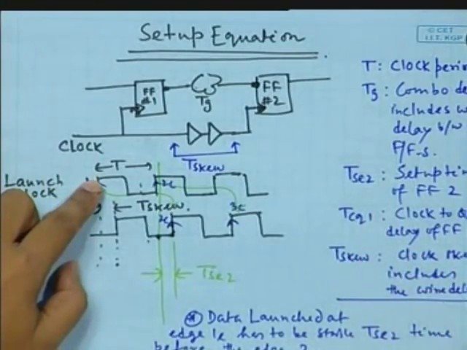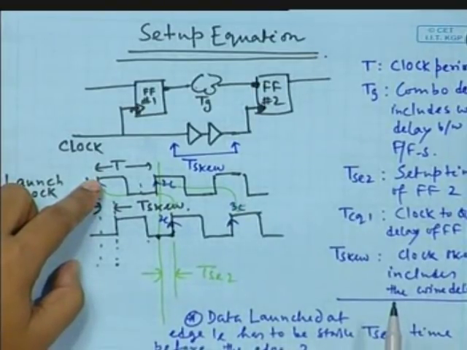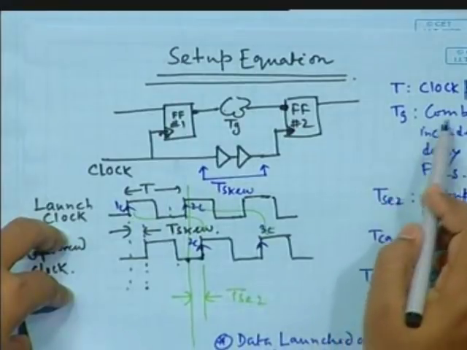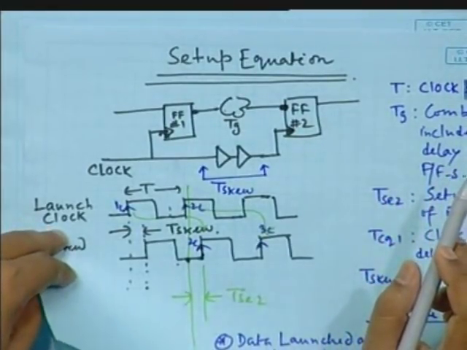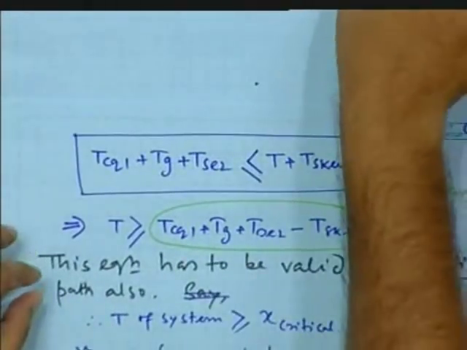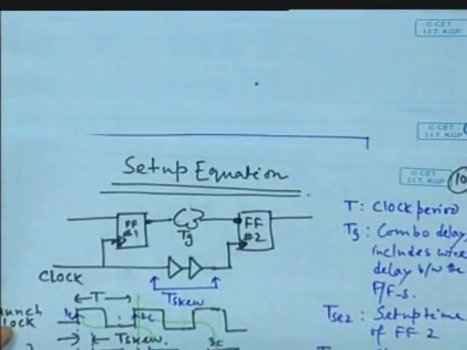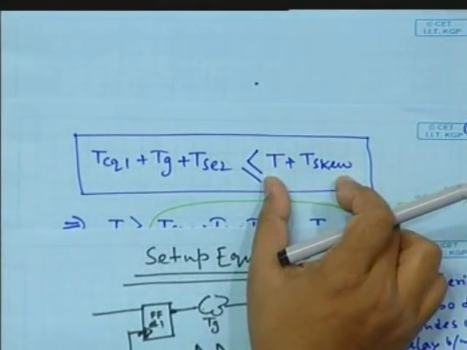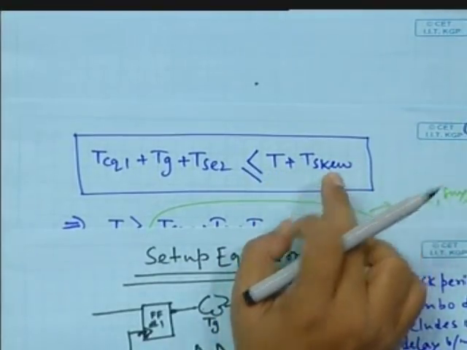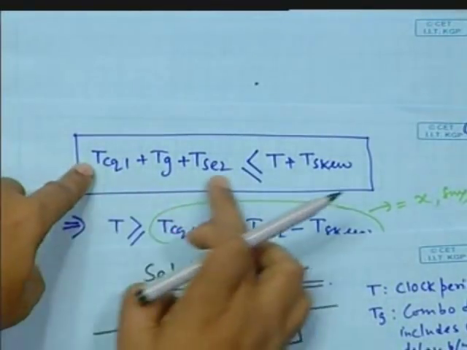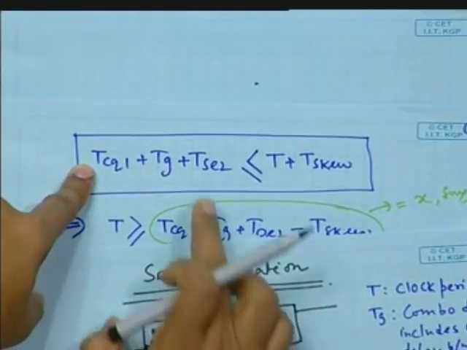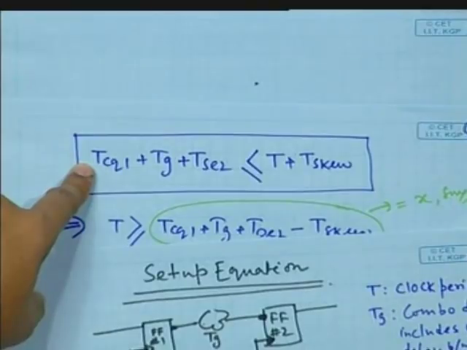So why do I take care about the skew? I can say that this has to be less than or equal to T plus T skew minus T setup 2, is it not? I'm just showing this equation from this figure. From this figure, can you justify this equation? T plus T skew is what? That becomes your effective clock period. Now, T is your actual clock period. T skew is the delay you have, right? And this is your arrival time, correct? So this has to be before this. I have included the setup time here itself, right? I can put it here also, that doesn't matter.